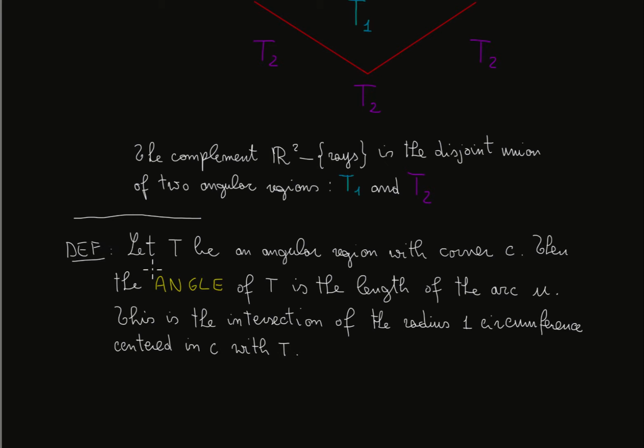Definition: let T be an angular region with corner C. Then the angle of T is the length of the arc U. The arc U is constructed taking a radius 1 circumference centered in C. So this is C. We take a radius 1 circumference centered in C, and we take the length of the arc that is included in the angular region.